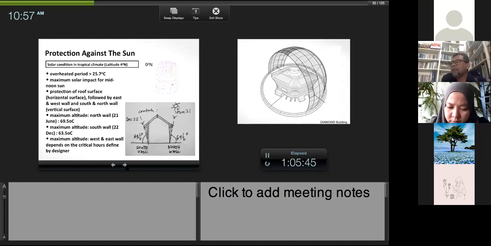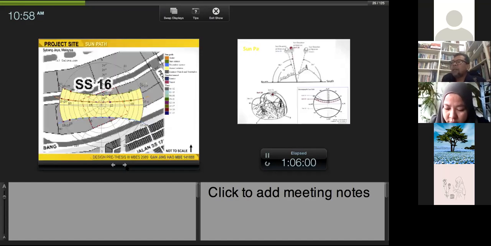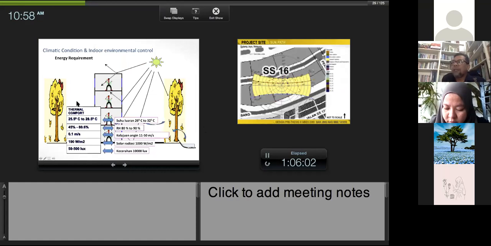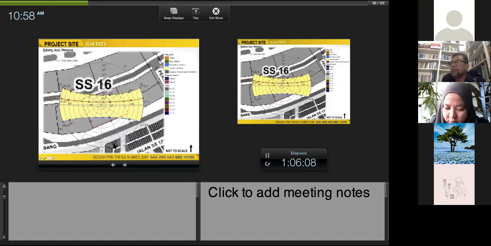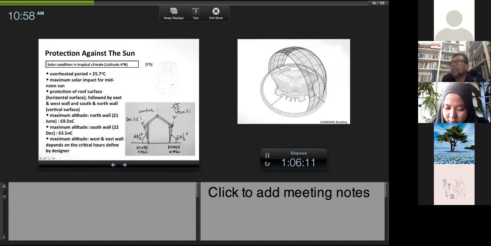Kalau you tak buat roof overhang, matahari itu akan hit pada dinding, which is akan berlaku heat transfer. Ini yang kita cakap pasal thermal comfort, heat transfer. How to control, how to reduce this temperature daripada 1000 watt kepada 100 watt, ini yang solar radiation. So this is, ini cara memahaminya. So kita kena avoid daripada direct solar radiation.